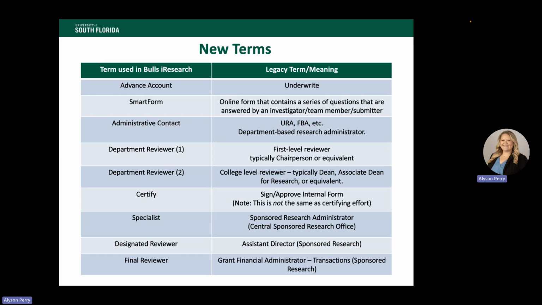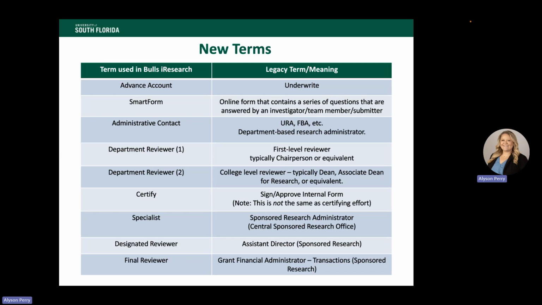A SMART form is an online form that contains a series of questions that are answered by an investigator, team member, or the person submitting. Now, the SMART forms are going to be located in all different places of this new system. It's basically just an application where you're plugging in information. Your administrative contacts are your unit research administrators, your fiscal and business analysts, or your department-based research administrators.